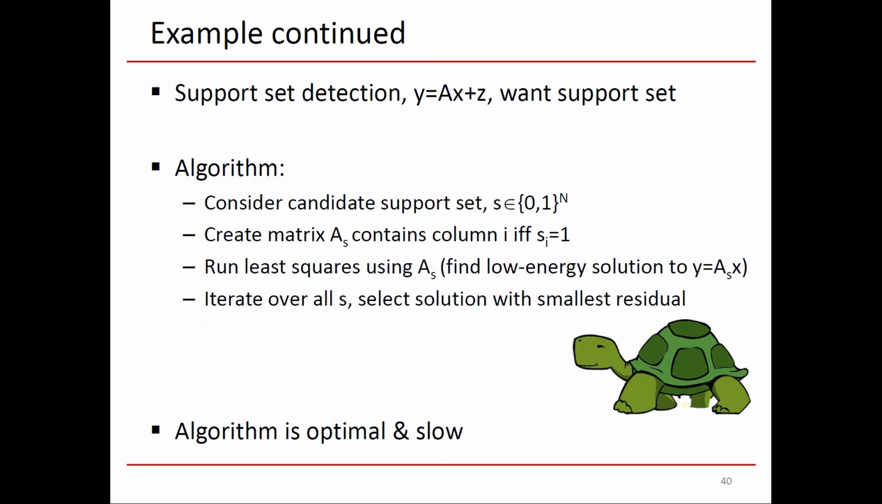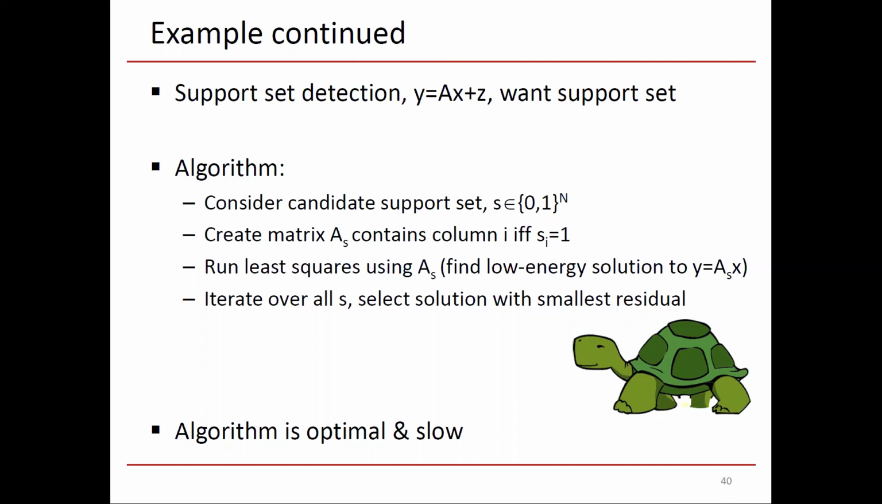So for every location, recall x is of length n. For every location of x, decide whether it's in the support set or not, and denote this support set by a vector s, and s will be a length n binary vector. So for every location, if s is 1, we're allowing x to be non-zero. If s is 0, we're not allowing that.